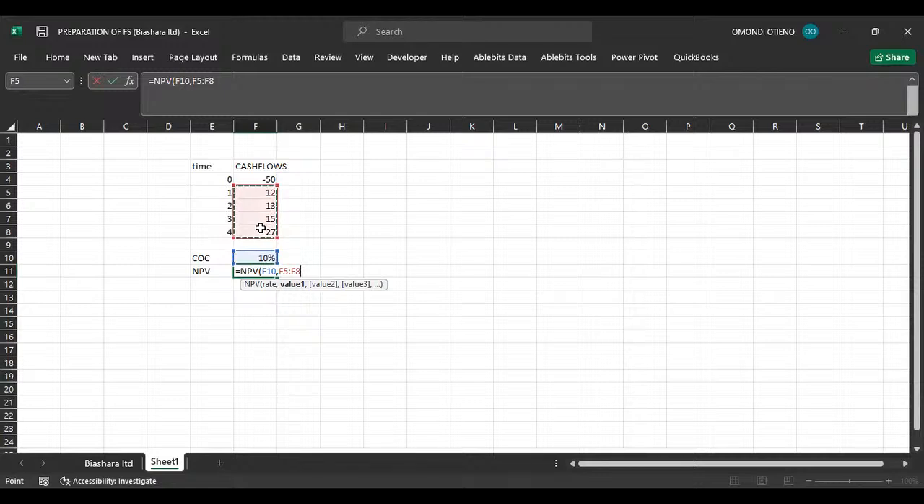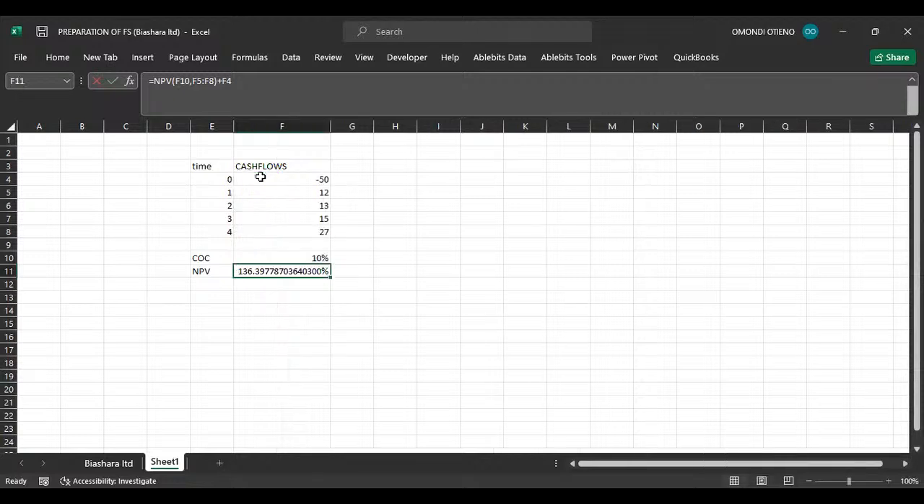Close brackets. And then you have to pick the initial outlay independently. Because the initial outlay is negative, you say plus that negative 50. Go to that negative 50 and pick it. And then you press control enter, or just enter.